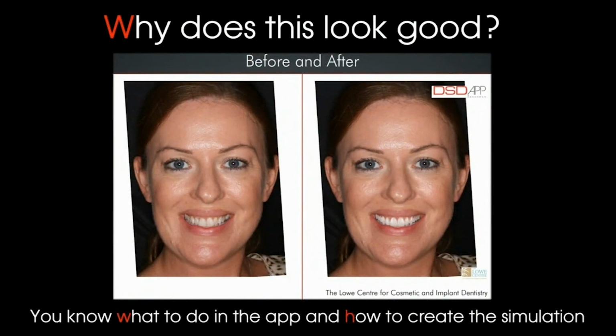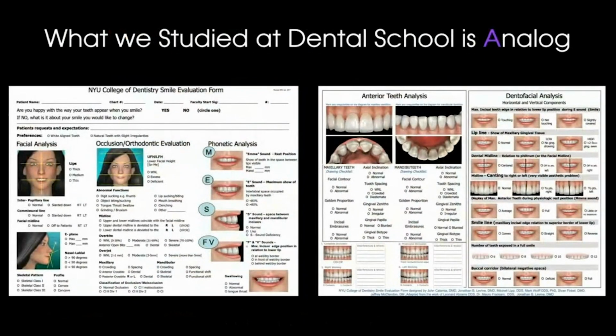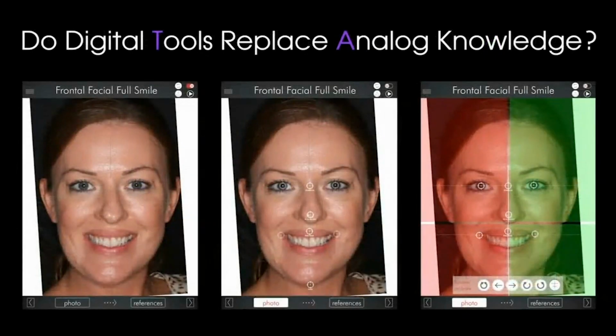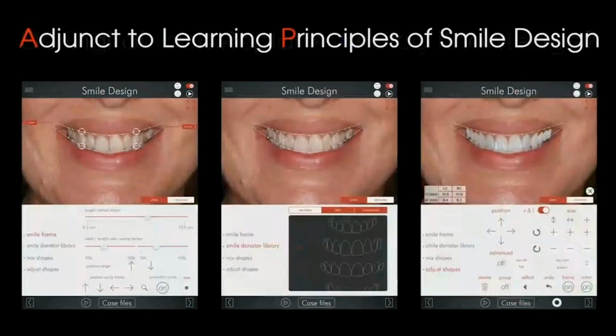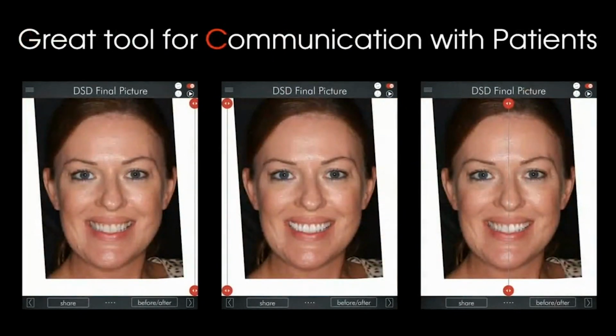We know what to do in the app and how to create the simulation, but why does it look better? I think it goes back to what we studied in dental school, which is analog. This is NYU's dental smile evaluation form, which I find to be a great form. We knew all these different things. So when you look at that, do digital tools replace analog knowledge? I don't think so. I think it's a nice adjunct to learn the principles of smile design, but in the end, it's a great communication tool with patients.